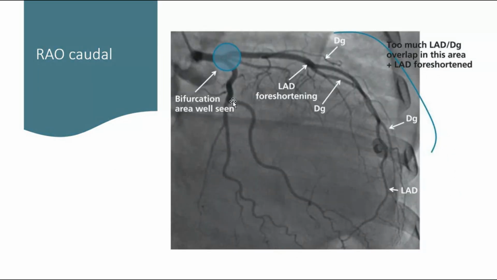Here is the circ, OMs, the LAD, diags, and there's the left main over here, the bifurcation over there. You could call this a possible ramus.